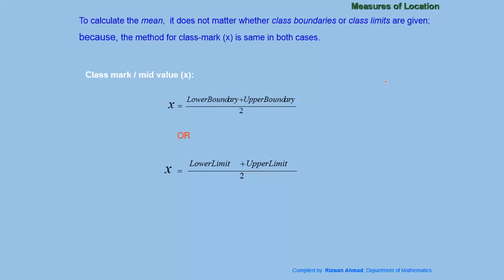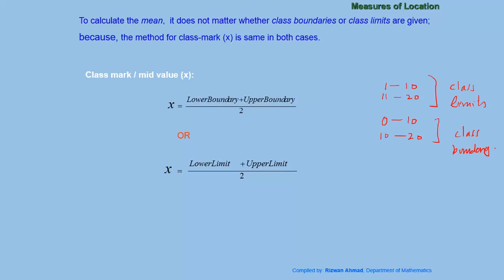So like if the data class is from 1 to 10, or the data is from 0 to 10, it will be 11 to 20, and in this case it will be 10 to 20. So this is a class limits example, and this is a class boundary example. So when we change the limits into boundaries and we find the class mark, in both cases we'll get the same result.